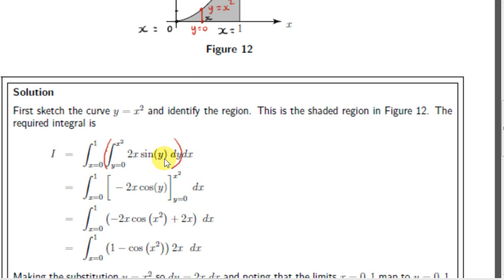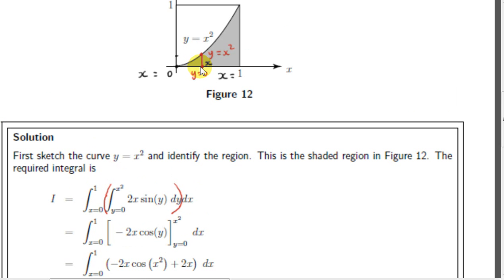Now if we integrate sine y with respect to y, we get minus cos y, and our limits are from 0 to x squared. So we plug the upper limit x squared in for y to get this here, then we have a minus sign, and we have this quantity with 0 in for y. Well, the cos of 0 is 1, so we end up at minus 2x, which is plus 2x. Now, like we saw in the previous example, we have the area of the cross-section at any point x. That's what this quantity is, the area of the cross-section at any point x.